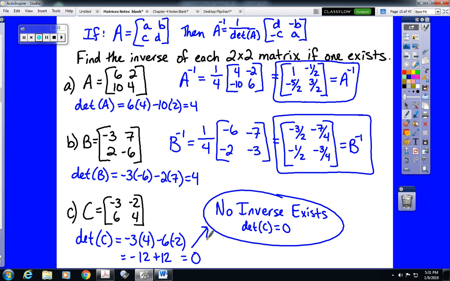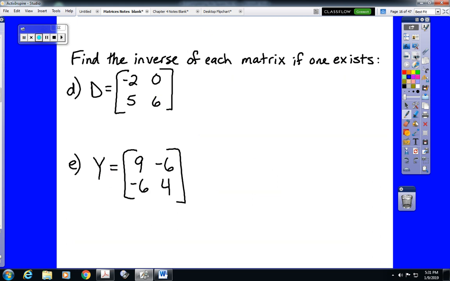So as soon as we see a determinant of 0, the problem is over. We write there is no inverse. Let's do a couple more. The determinant of matrix D is -2 times 6 minus 5 times 0. That would be -12. That means there is an inverse.